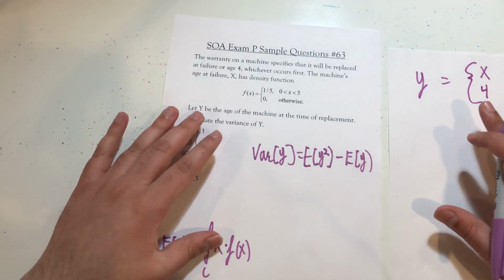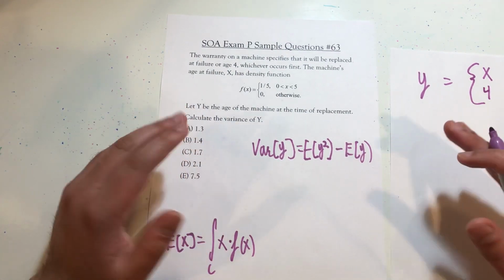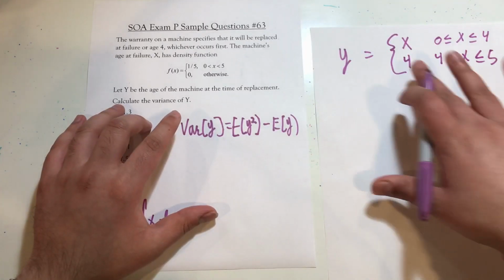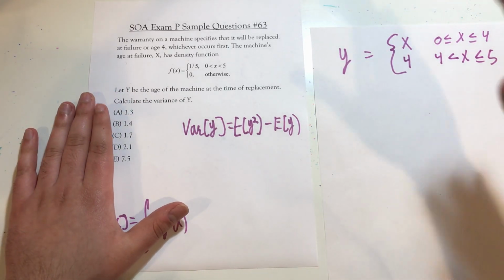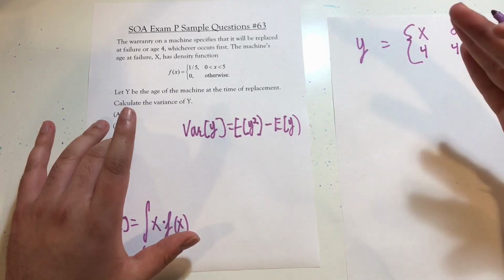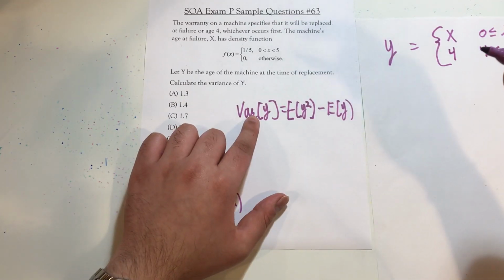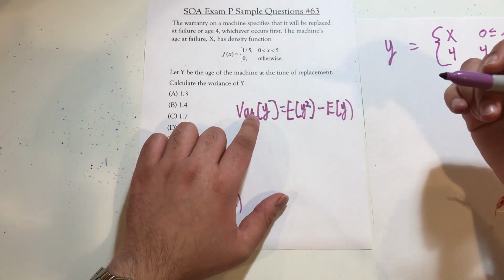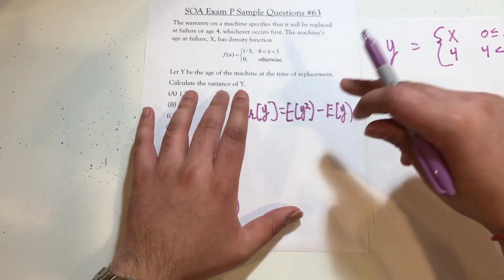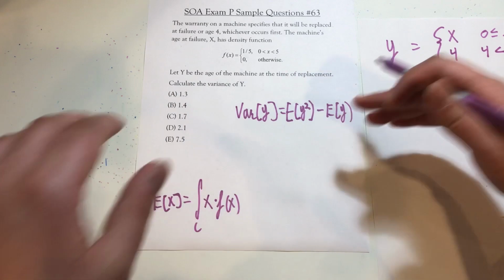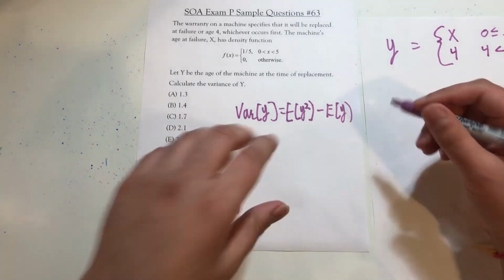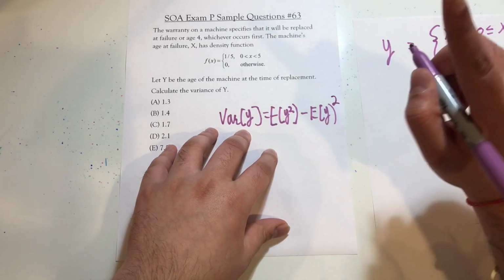So now what does the question ask of us? It asks to calculate the variance of y. Once we've set this up, this becomes a very straightforward calculation of the variance of a continuous distribution. A formula you should be very familiar with is right here. Variance of y is equal to the expected value of y squared minus the expected value of y, squared.